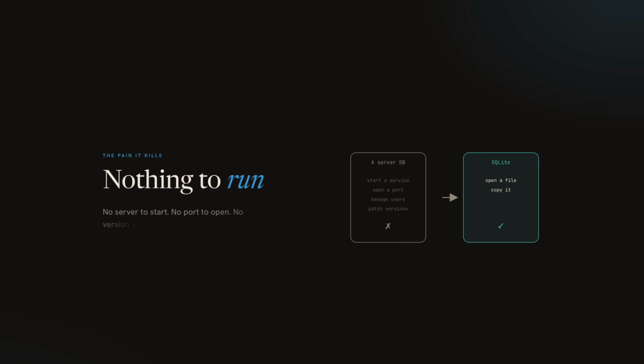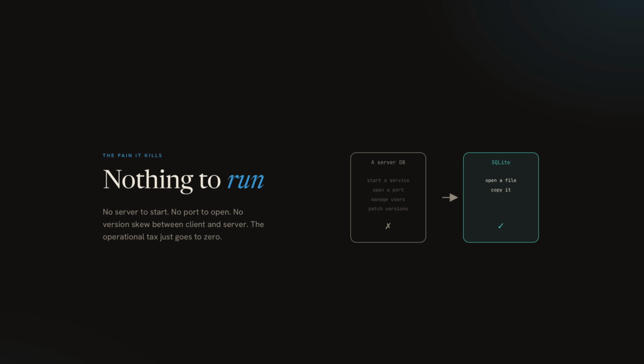Here is what that invisibility actually buys you. There is no server to start, no port to open, no daemon to keep alive, no credentials for the database layer, no skew between a client and a server that were built at different times. The entire category of operational work that databases usually demand simply drops to zero. Nothing to run means nothing to babysit at 3 in the morning.